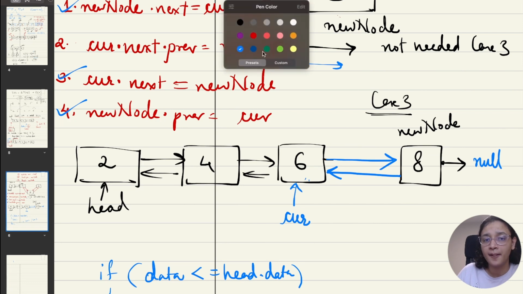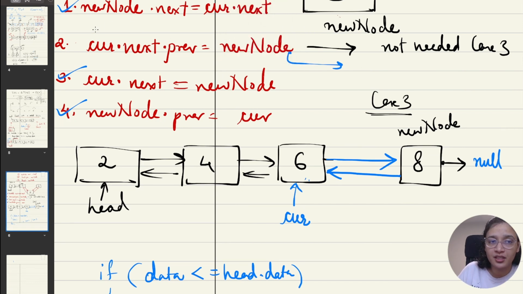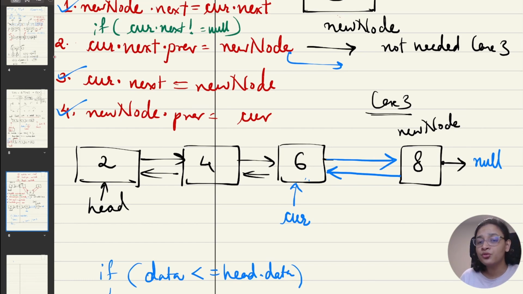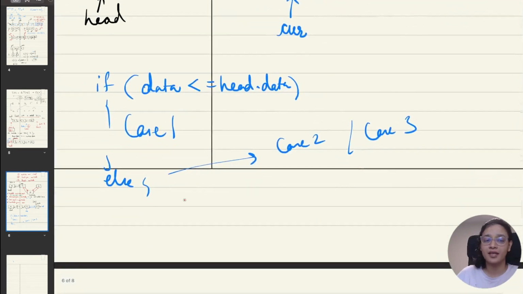Let me use a different color. I can simply put a condition here before executing: if current dot next is not equal to null. Right? It makes perfect sense. The reason we did not execute step number 2 for case 3 is because our current dot next dot previous did not exist. I mean, current dot next was null, so I couldn't have null dot previous, right? That means if current dot next is equal to null, please skip this step. But if it is not equal to null, that means you're in case number 2 and you can execute this step. That means I can combine my case 2 and case 3 into one code, and that will be in my else part. Right?